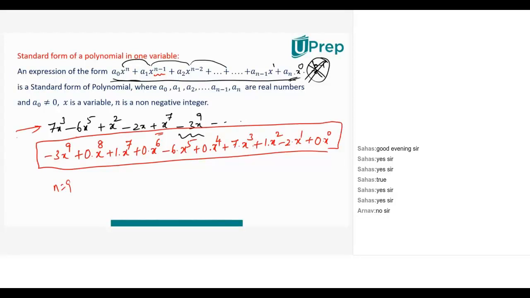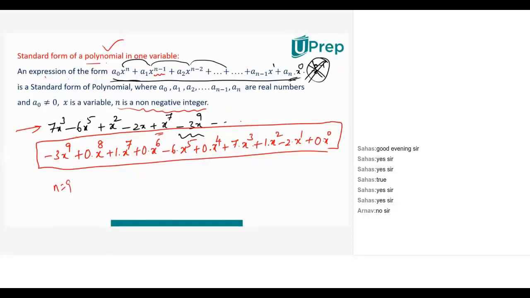Now remember, an expression of this form, where all these a0, a1, a2 and so on are constants, and x is a variable, only one variable present, and n is a non-negative integer. If it is not a non-negative integer, then such an expression cannot be a polynomial. So why is this last word important? Because I need a polynomial for every non-negative integer n. Such a combination is called a polynomial.